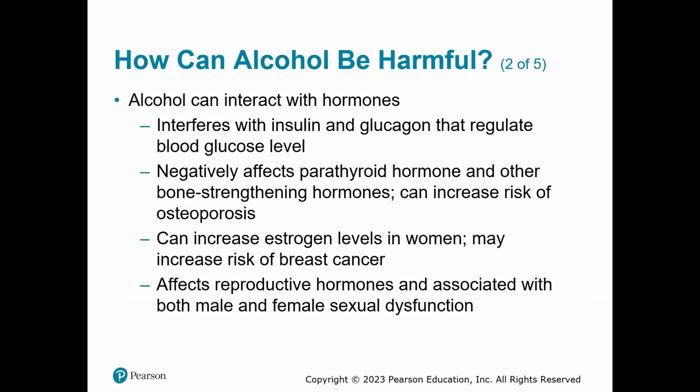Alcohol interferes with different hormones potentially, especially insulin and glucagon, and that can mess up your blood glucose levels. It can negatively impact your parathyroid hormone and hormones that help strengthen your bones, help put more calcium and phosphorus in our bones to make them stronger and harder, which increases your risk of osteoporosis and fractures from osteoporosis. It can increase estrogen levels in women, which, if you have a particular kind of genetic mutations, can increase your risk of breast cancer from too much estrogen in your system.